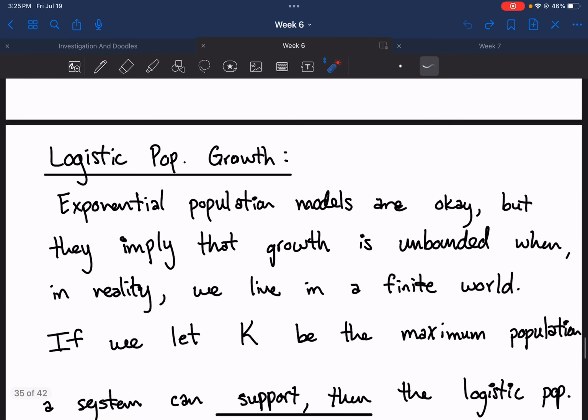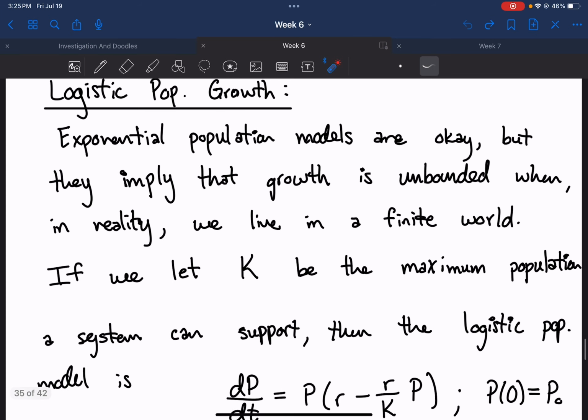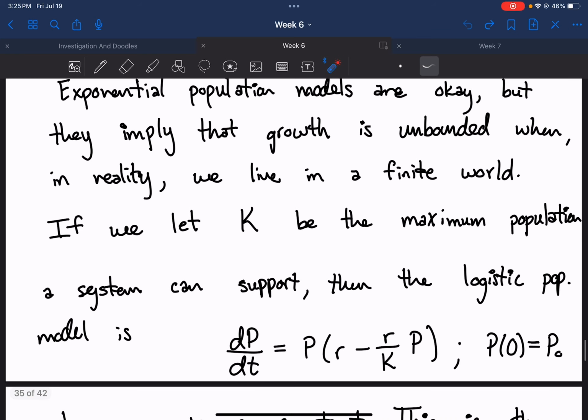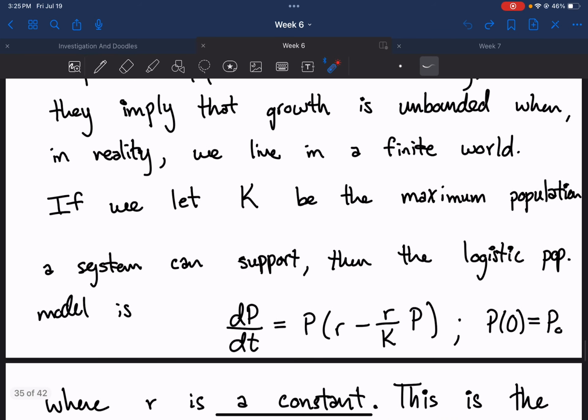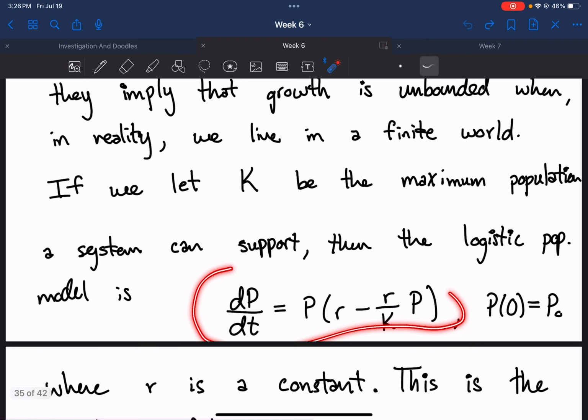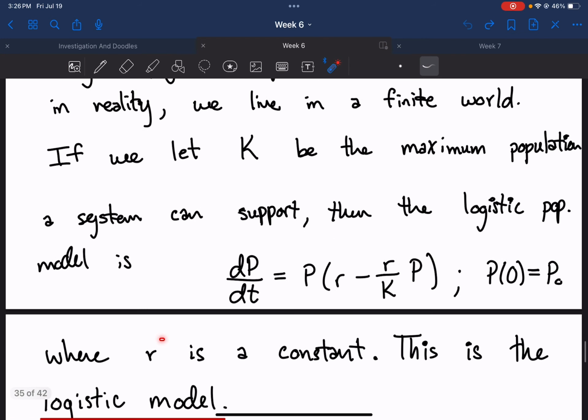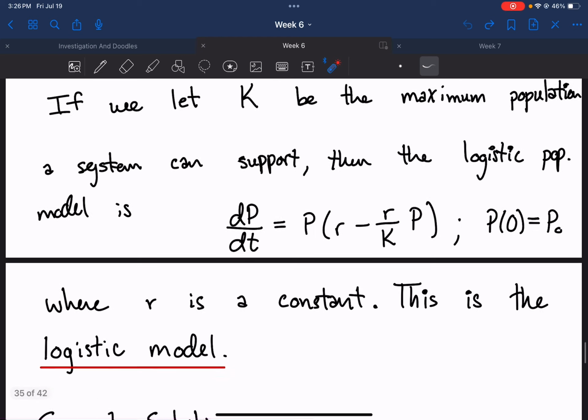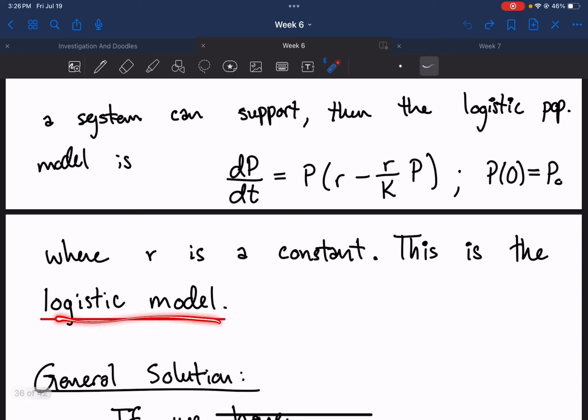Here's an example. Logistic population growth. Exponential population models are okay. They do a pretty good job, but they imply that growth is unbounded when in reality we live in a finite world. There's only so much land, so much resources. If we let K be the maximum population a system can support, then the logistic population model is this, where r is some constant, and K is the maximum population of the system. This is what's called the logistic model of population growth.